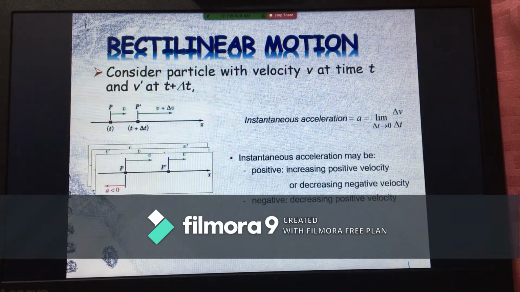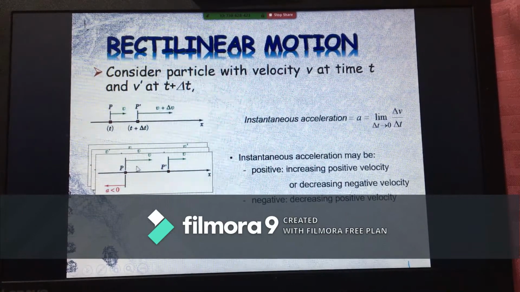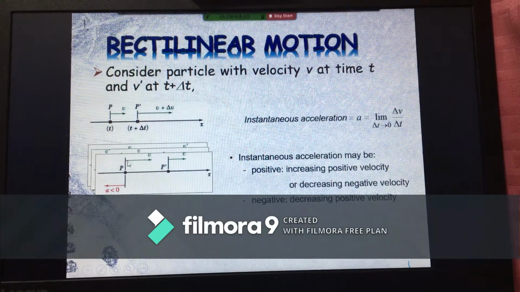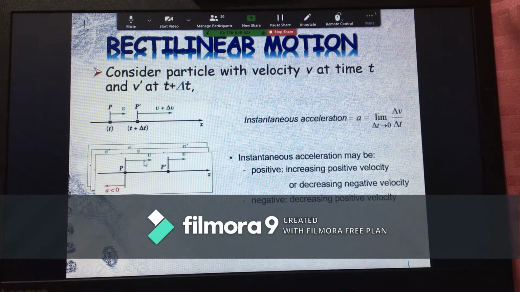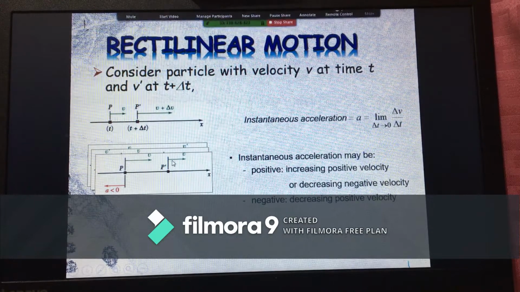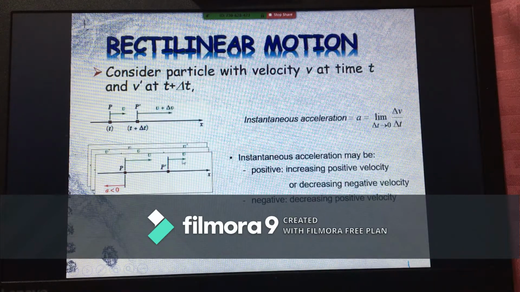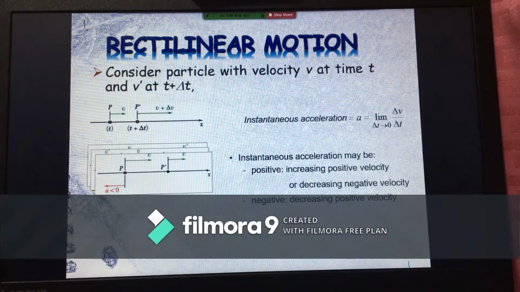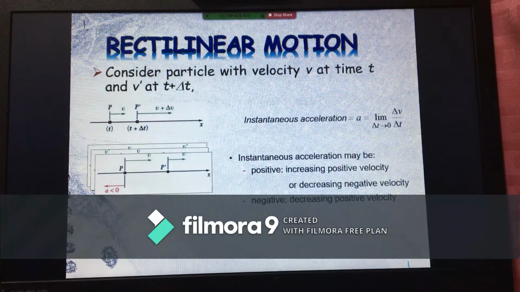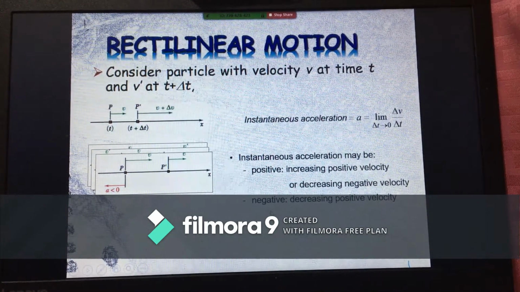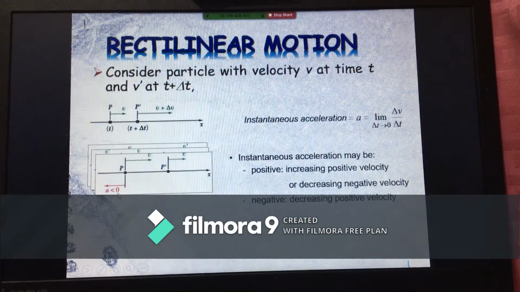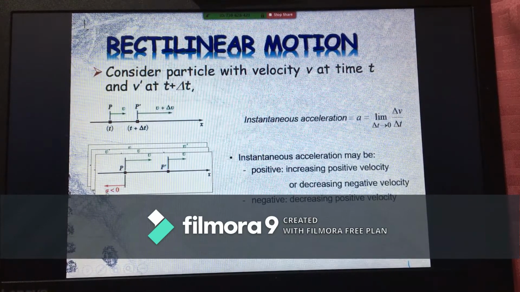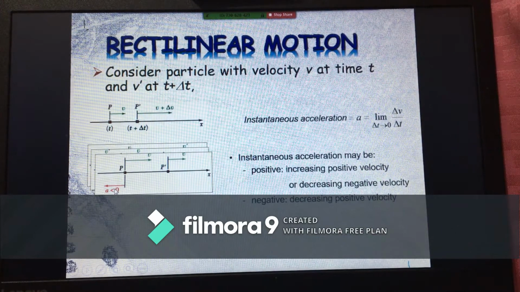The third scenario is something like this. So you see that the arrow is going to the right, meaning the movement of the particle is going to the right. And you see that the arrow for this velocity is mahaba siya, then later on umikli. So ibig sabihin, from higher velocity to lower velocity. So there is a decreasing velocity, decreasing positive velocity. So ang ibig sabihin niyan, ang acceleration natin is negative. Okay, that's why we have acceleration is less than 0. Meaning, if the acceleration is less than 0, that means negative.